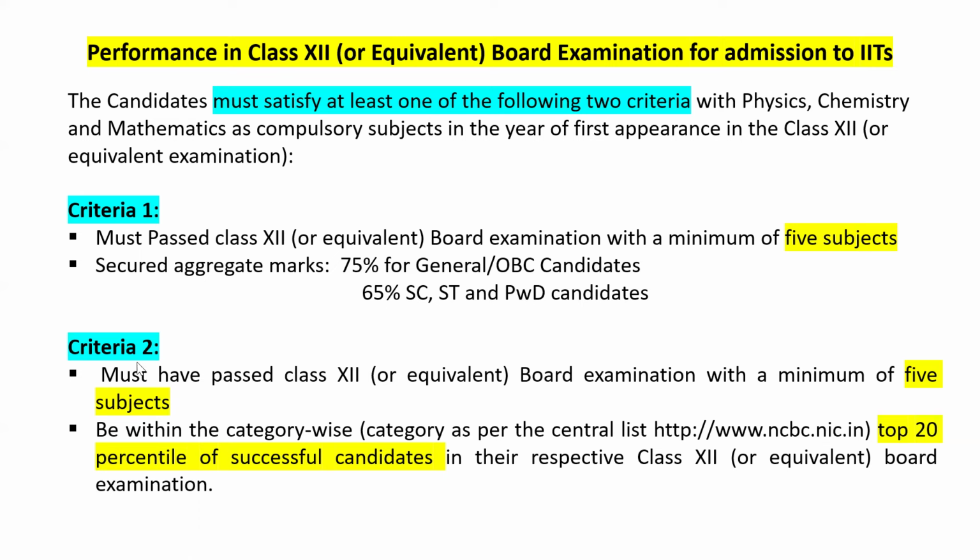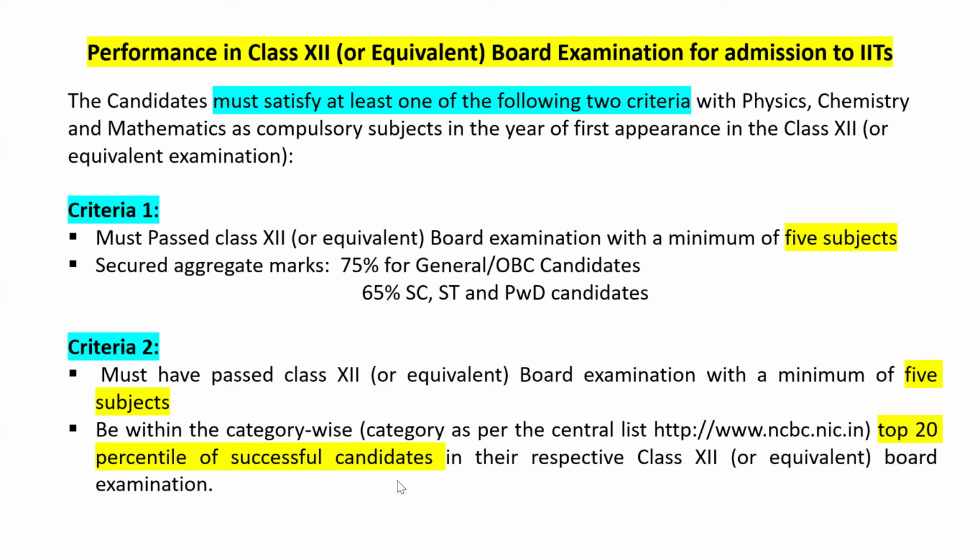Next, criteria 2. According to criteria 2, the candidate must have passed class 12th or equivalent board examination with a minimum number of 5 subjects. This is as usual according to criteria 1. The second point says be within the category-wise top 20 percentile, as per the central list, of successful candidates in their respective 12th standard or equivalent board examination. The students should secure either aggregate marks or they can get the percentile.